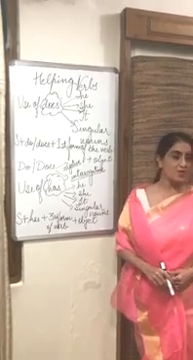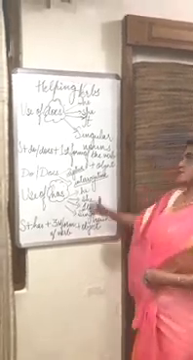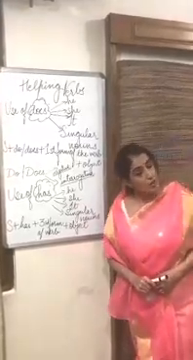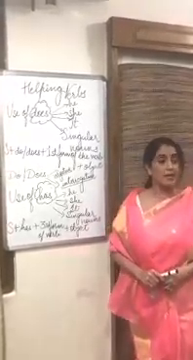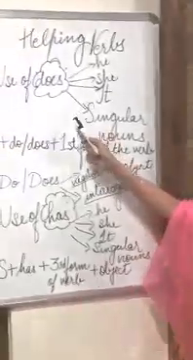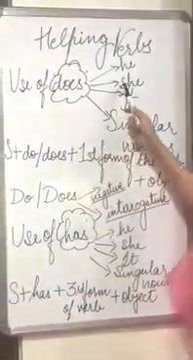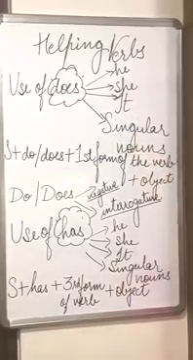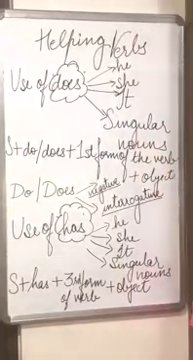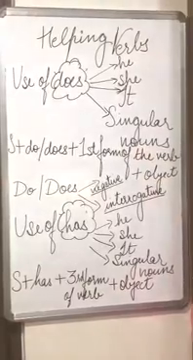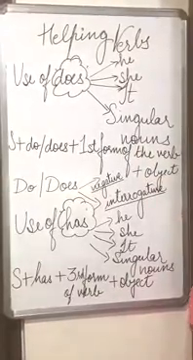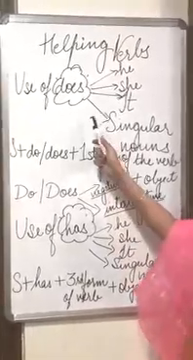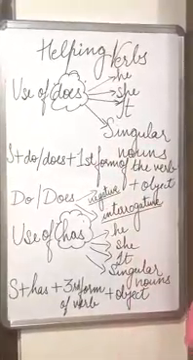So after the use of do, let's come to the use of does. Does is also an auxiliary verb and it is used with the subject he, she, it and, mind it, singular nouns. She does like to draw. He does like to play cricket. This is how we use the word does.